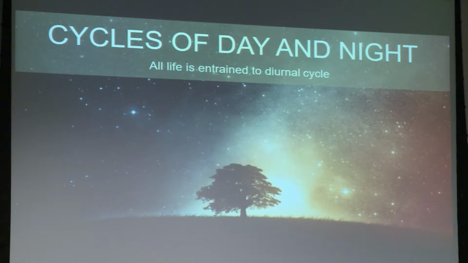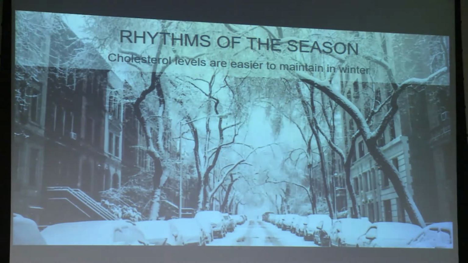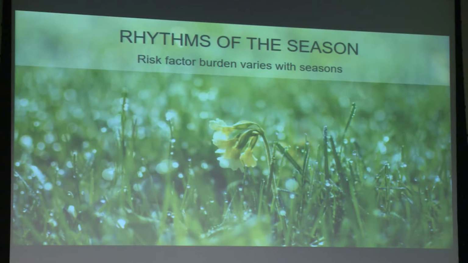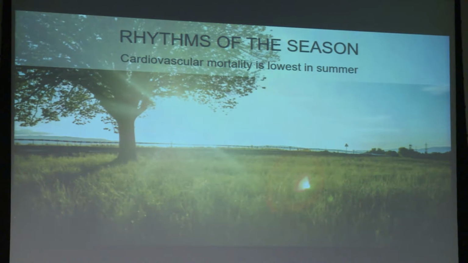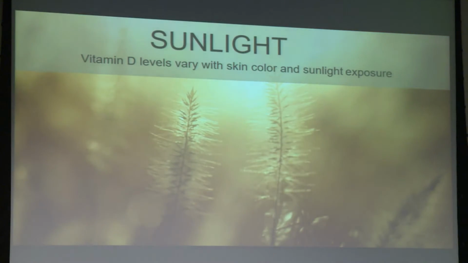But the cycles of night and day are on a shorter span; there are also the longer span cycles of the seasons, and there is evidence that changes in the seasons can also affect how we manage our cardiovascular disease risk. We do know that cardiovascular mortality in many areas of the world is much lower in summer than it is in winter. We do not know the exact reasons, but one of the reasons may be that there are different levels of vitamin D available.